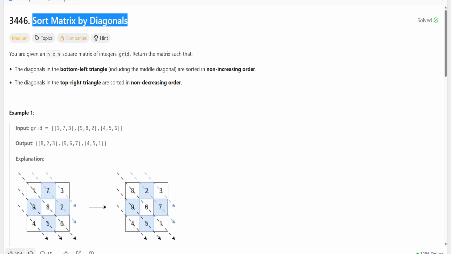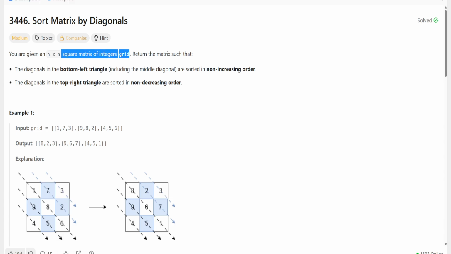Today I'll break the problem down into very simple steps so you can understand the question. First, what are we given? We are given an n cross n matrix, which means a square matrix of integers, and our task is to sort every diagonal. But there is a twist here.